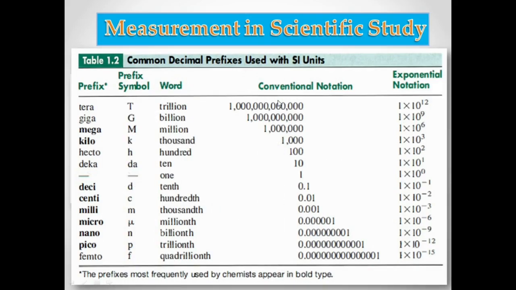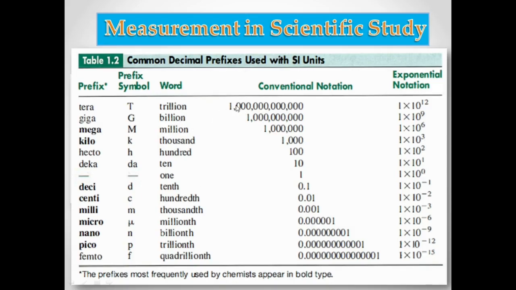We have also the common decimal prefixes used with SI units. You should also be familiarized with this. For example, for length, the basic unit is meter. When you say decimeter, that is 1 times 10 to the negative 1 meter. Centimeter is 1 times 10 to the negative 2 meter. 1 millimeter is 1 times 10 to the negative 3 meter. 1 decameter is 10 meters, 1 hectometer is 100 meters, 1 kilometer is 1,000 meters, 1 megameter is 1 million meters, 1 gigameter is 1 billion, and so on and so forth.